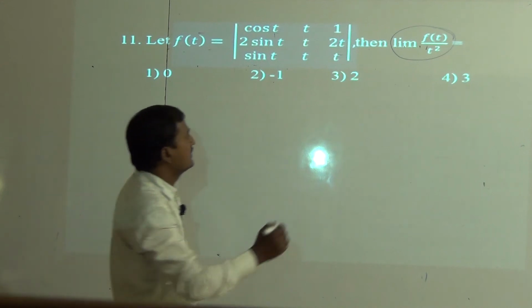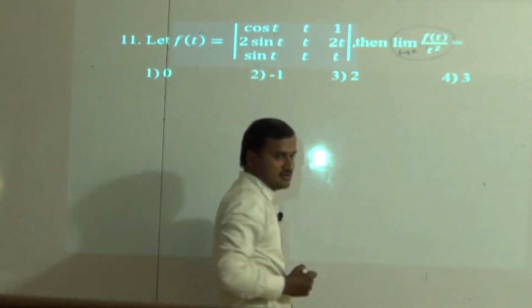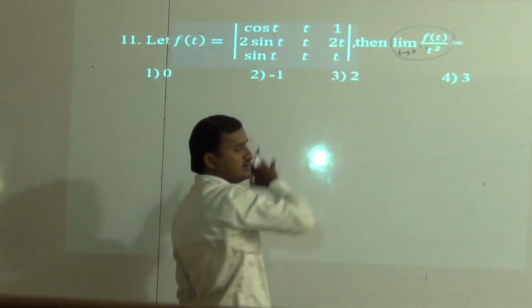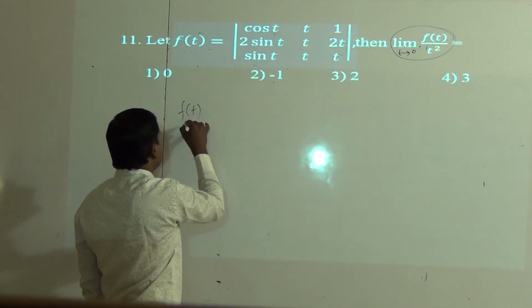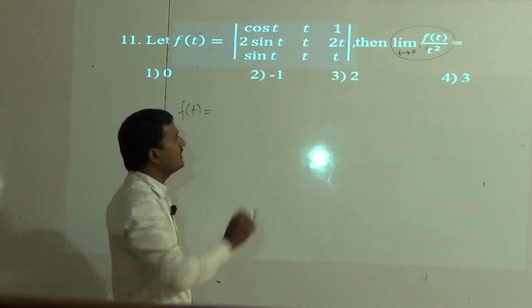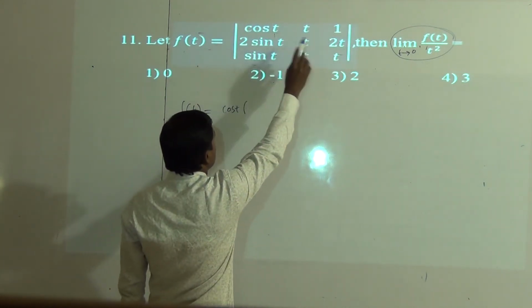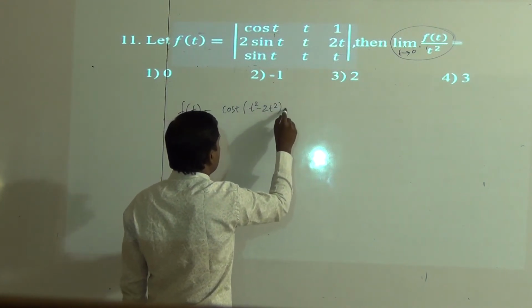Alright, so here we should find the limit of this one, that is t tends to 0. To find the limit of this function, first I should find the value of this determinant. So expand this one, f of t. Expand the determinant. So therefore cos t into, leaving the first row and first column, clearly it is t square minus 2t square minus of t.